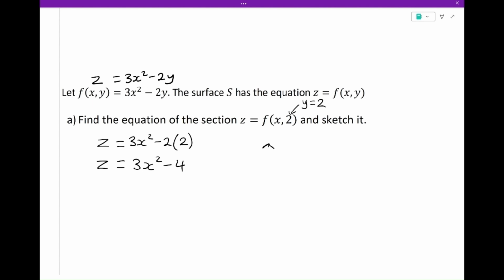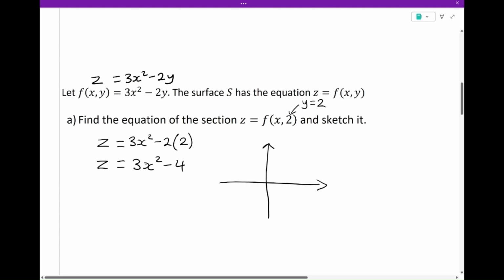So I'm going to draw my axes and just think about what we're going to label them. So our variables are x and z. So x goes horizontally and then z goes vertically. Now this time we've got a quadratic. Now what I know about this quadratic is the y-intercept, sorry, not the y-intercept actually, it would be the z-intercept is negative 4. So I'm going to mark a negative 4 down here.